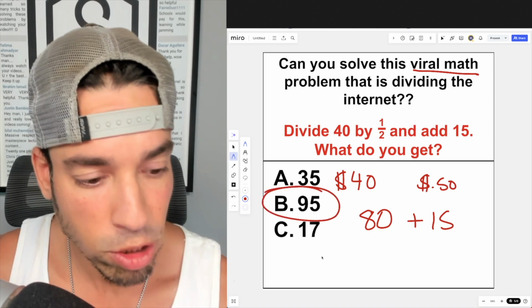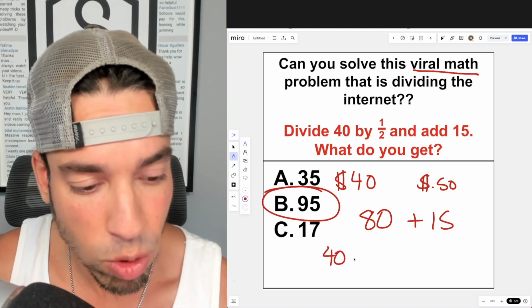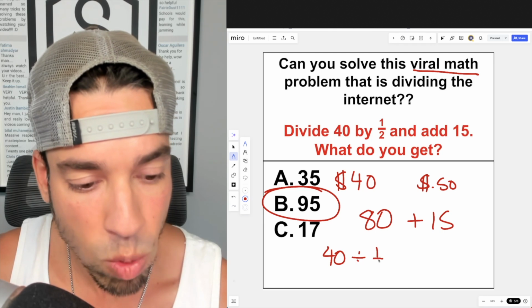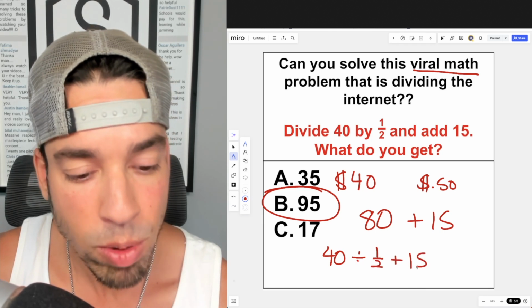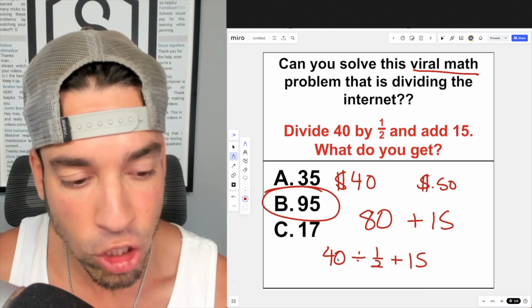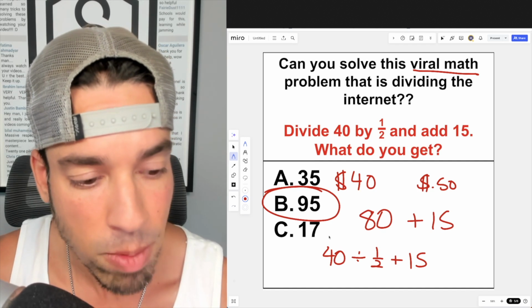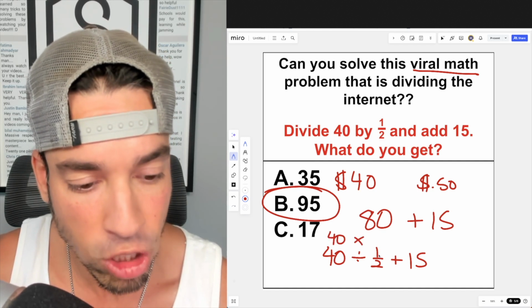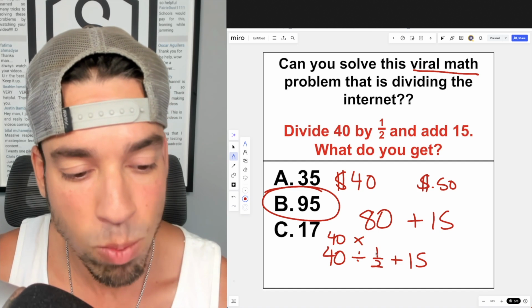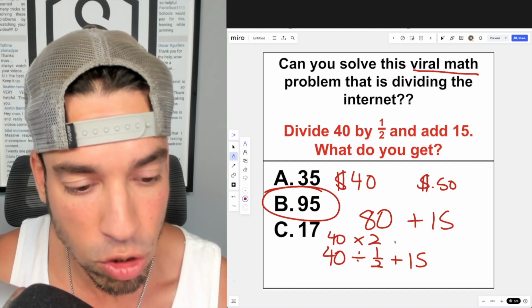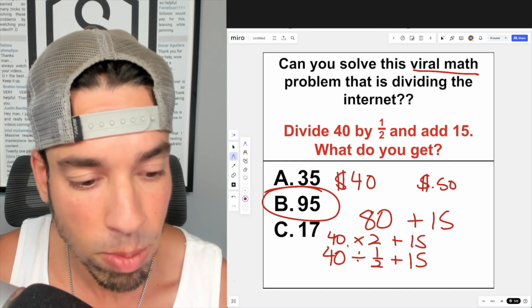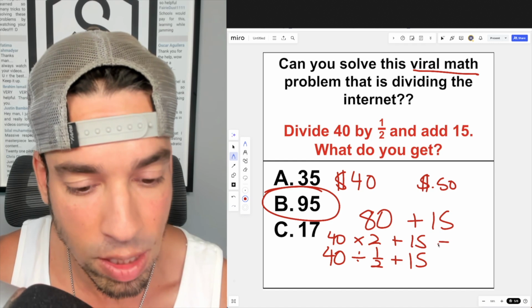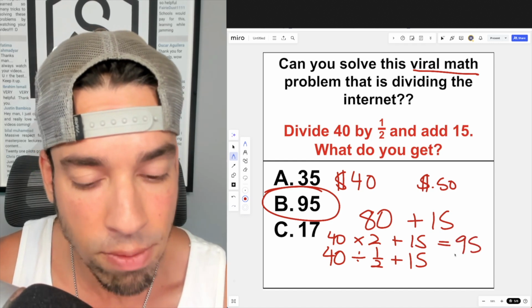One other quick way to explain this, if I wrote it out in the math equation, 40 divided by 1/2 plus 15, we know that when we see division of a fraction, we can do something called keep, change, flip. So I keep the first number 40, change the division to multiplication, and flip the fraction from 1/2 to 2/1, which would make it just 2. Now I have this problem. 40 times 2, which is 80, plus 15 is once again 95 for the win.